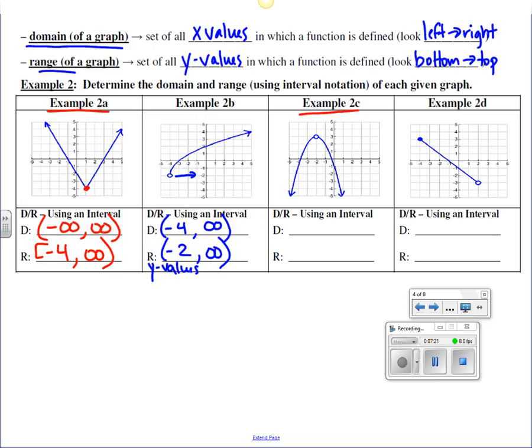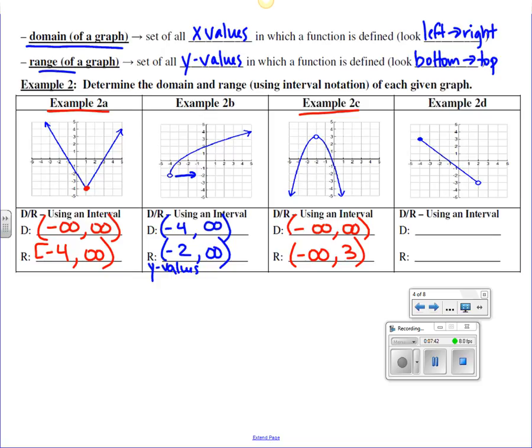All right, example 2C, domain, you look from left to right. So it goes to the left forever, and it goes to the right forever. The range, you look from bottom to top. Well, it goes to the bottom forever, so that's -infinity, and it stops at 3.